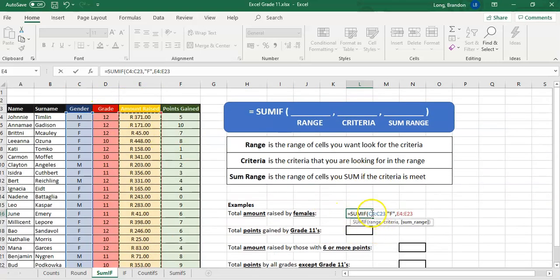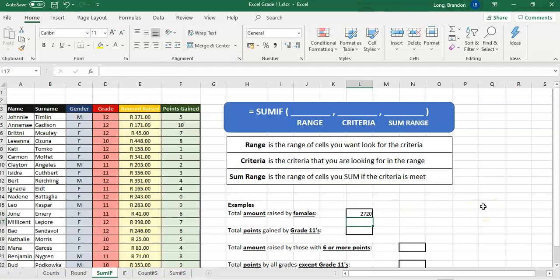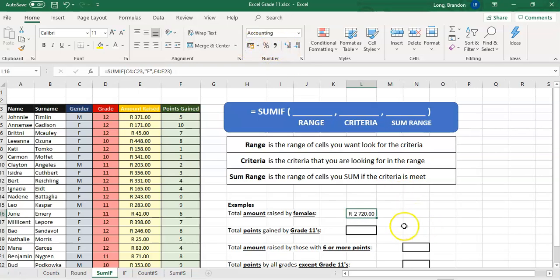So you see how this one goes from 4 to 23. That one also goes from 4 to 23. There's an equivalent number, so that's great. So we are looking in the blue block for an F, and if we find an F, we sum the values in this amount raised column. So there we go. That is the amount raised. So we can make that a currency. So that's the amount raised by the females. Okay.